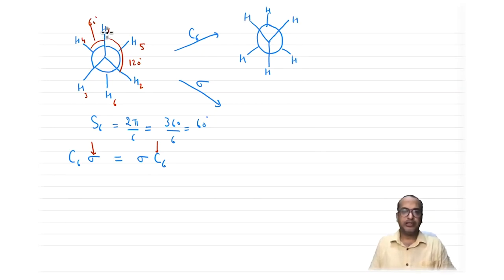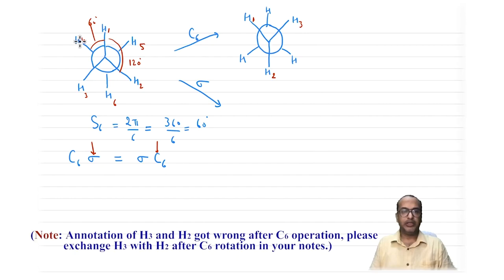So this 60 degree anti-clockwise rotation means H1 comes here, this will be 2, this will be 3. Now H4 comes this side, so this will be your 4. Then 5 goes there, so we have 5 over here. We have to be very careful when we are writing these numbers, because otherwise it will mess up everything. 6, right? So this looks right.